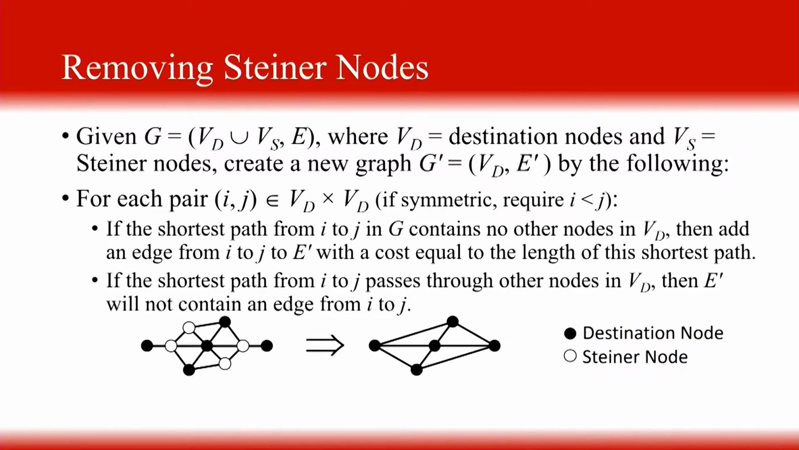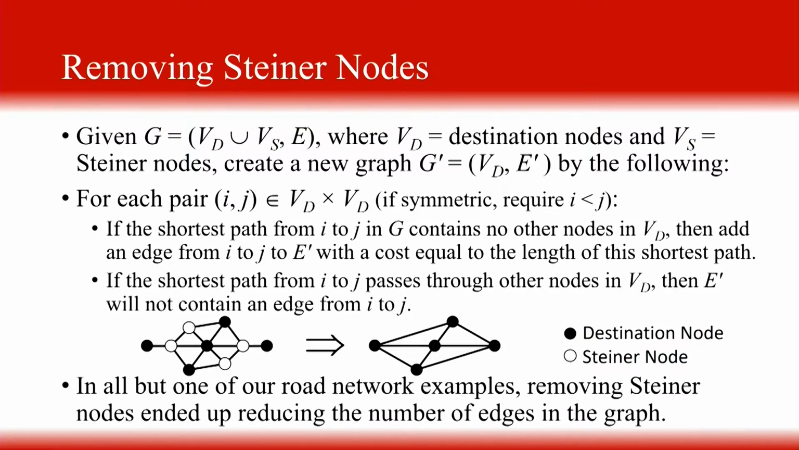I think in all but one of our instances, this actually lowered the number of edges in the graph. And for the one that it increased, it was by about 2 or something like that. So this has not made the problems more complex by removing these Steiner nodes, so that we can now use these constraints.